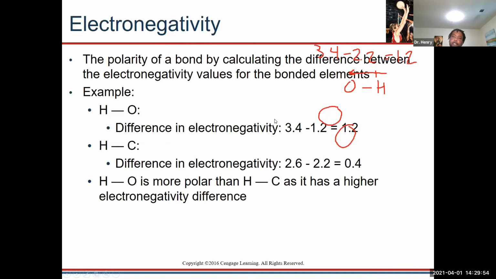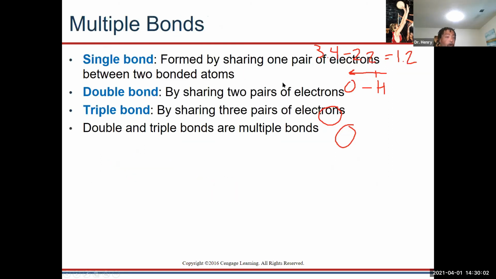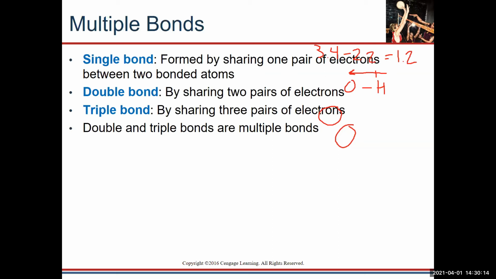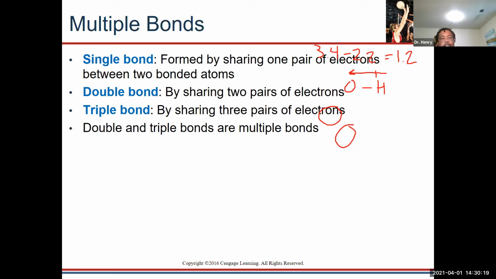Okay, so this is just showing you again exactly what we just talked about. We've talked about multiple bonds: single bonds, double bonds, triple bonds. A triple bond is sharing how many electrons? 6. A double bond is sharing how many electrons? 4. A single bond is sharing how many electrons? 2. Okay.